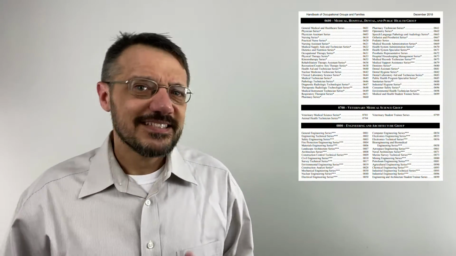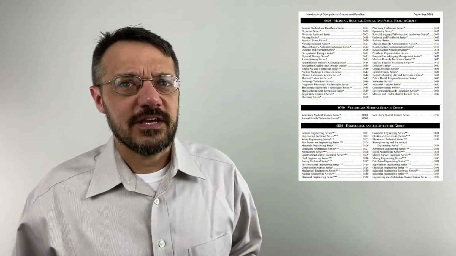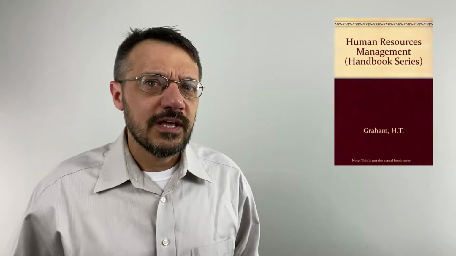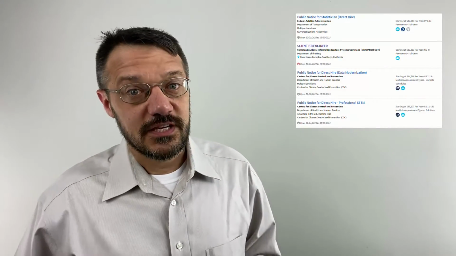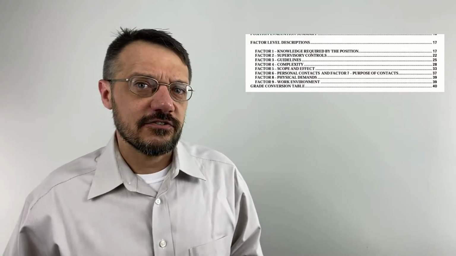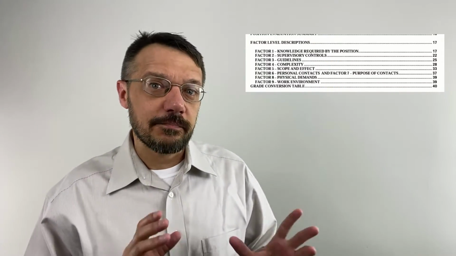The Office of Personnel Management is the chief human resources agency for the entire federal government. OPM has a handbook that classifies federal jobs into groups and series. It's kind of like military occupational specialties. Each occupational group has its own manual that specifies how to describe the duties for all the series that are associated with that group.